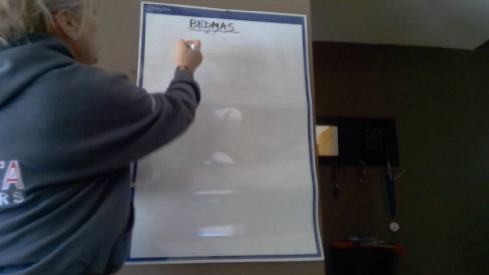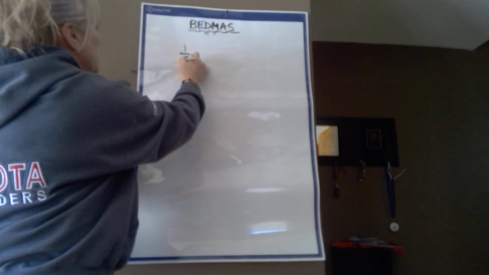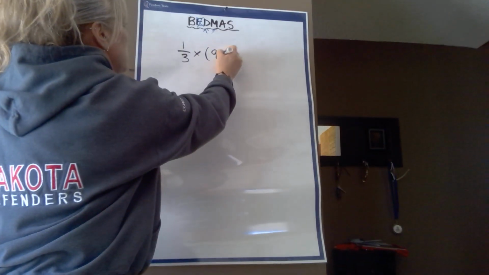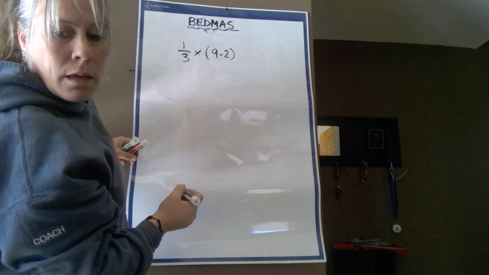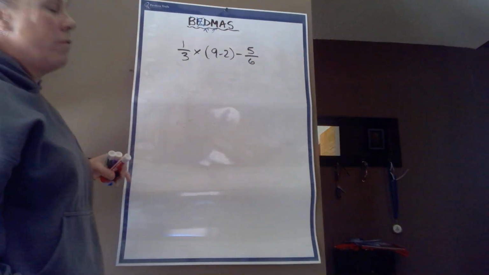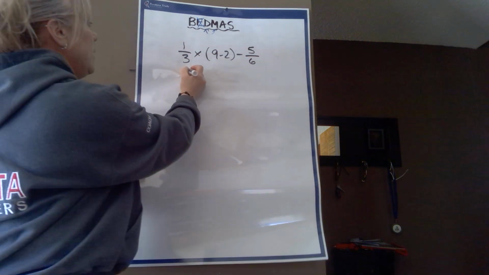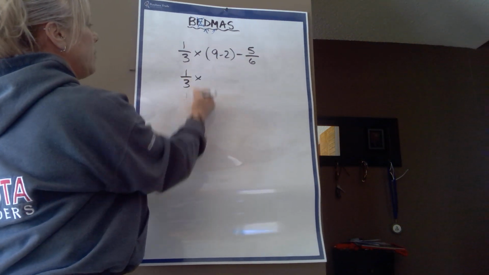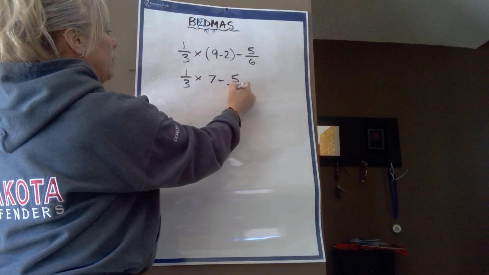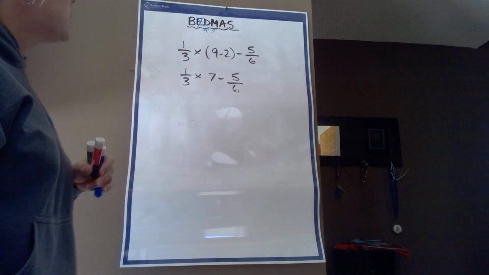is 1/3 times, then we've got some brackets, and then subtract. Alright, so BEDMAS, obviously we have to do the brackets first. Leave this here, leave that. 9 take away 2 is 7. Write everything else out. Okay, brackets is done.